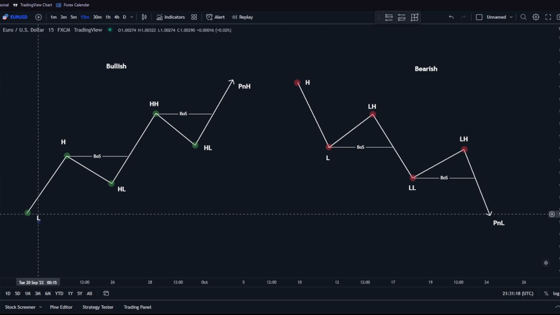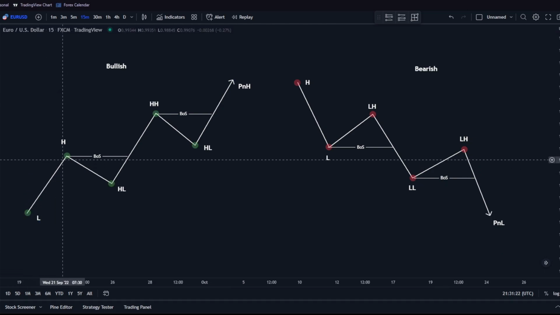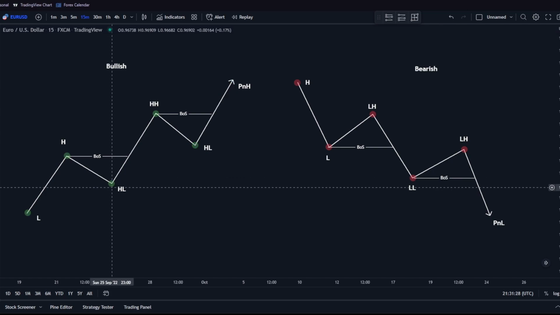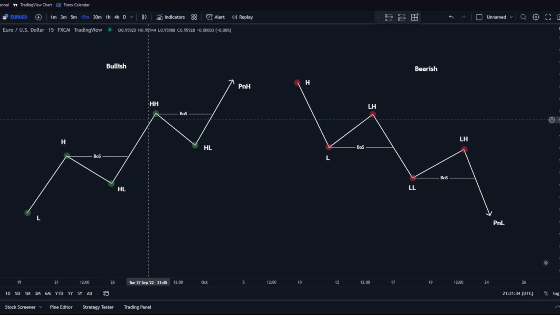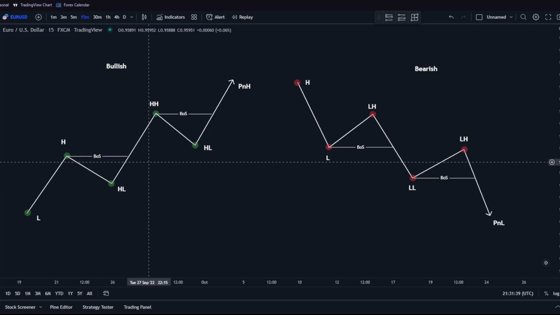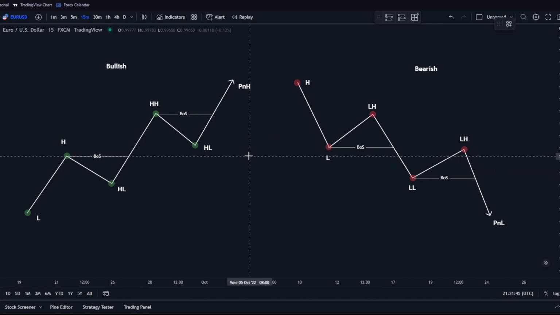So first we create a low. This is an imaginary low. Then we create a high. This is one leg. Now we move down and we identify that this is apparently the low of this leg. And we move back up. This leg that moves up creates one very important aspect. It breaks structure. And why does it break structure? Well, let me show you.